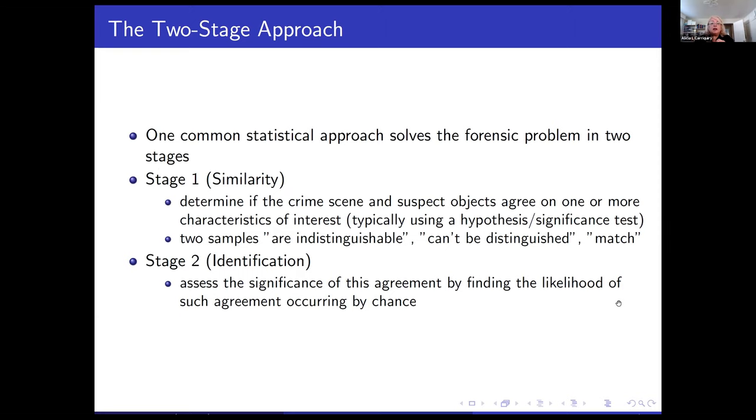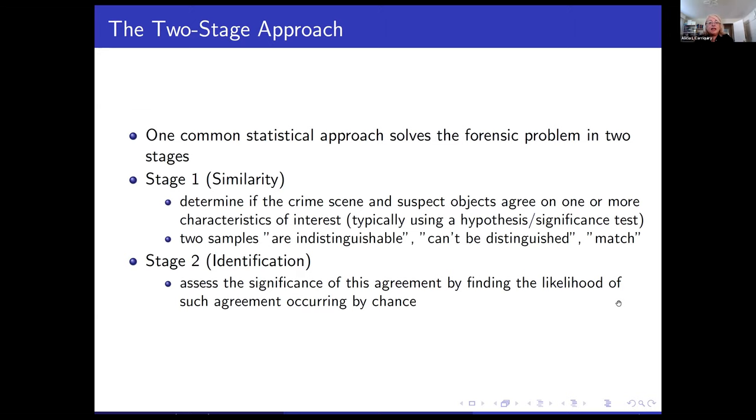A common approach that forensic sciences often use is called a two-stage approach. In the two-stage approach, the forensic problem is divided into two stages. The first stage is what we might call the similarity stage, and the second stage is what we might call the identification stage. The first stage is the hypothesis testing step that we were just describing earlier. In the first stage, you would determine whether the crime scene and the suspect objects agree on one or more features. If you fail to reject the null hypothesis, then you would conclude that the two samples are indistinguishable or are a match, whatever expression people use to say that I cannot distinguish between these two objects.